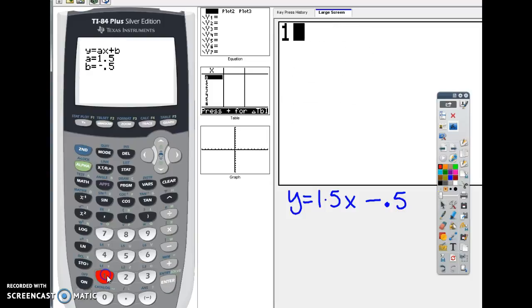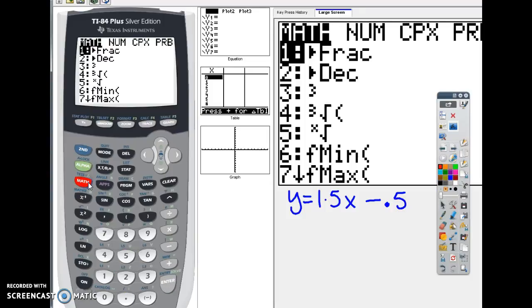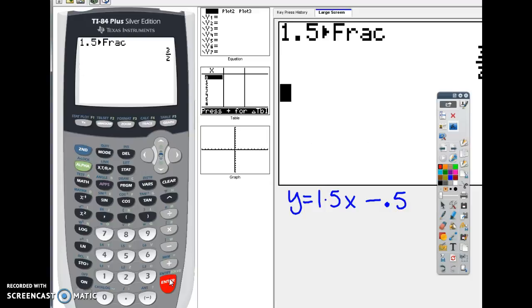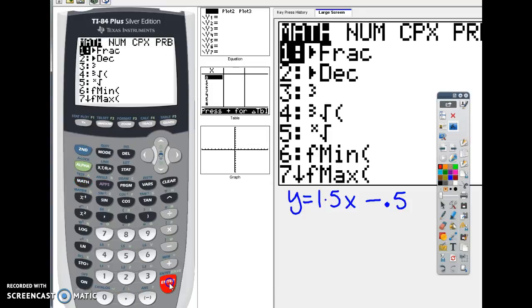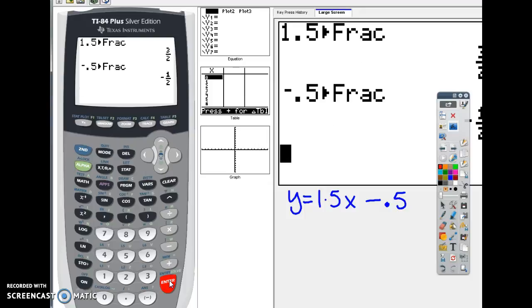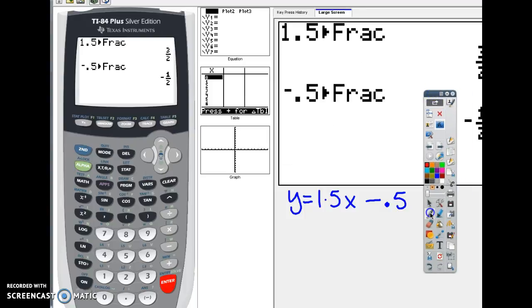So 1.5, math, enter, turns it into 3 over 2. I know you can't see it because my screen's not all the way to the right. And negative 0.5, math, enter, gives you a negative 1/2. So my equation would be y equals 3 over 2x minus 1/2.